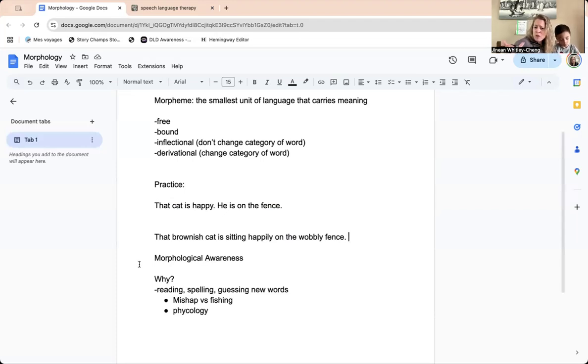Now, why is this important? Well, there's a lot of reasons. Let's say your child encounters a new word. If they have some understanding of morphology, that can help them make a really good, educated guess. So I've got this word here for you.